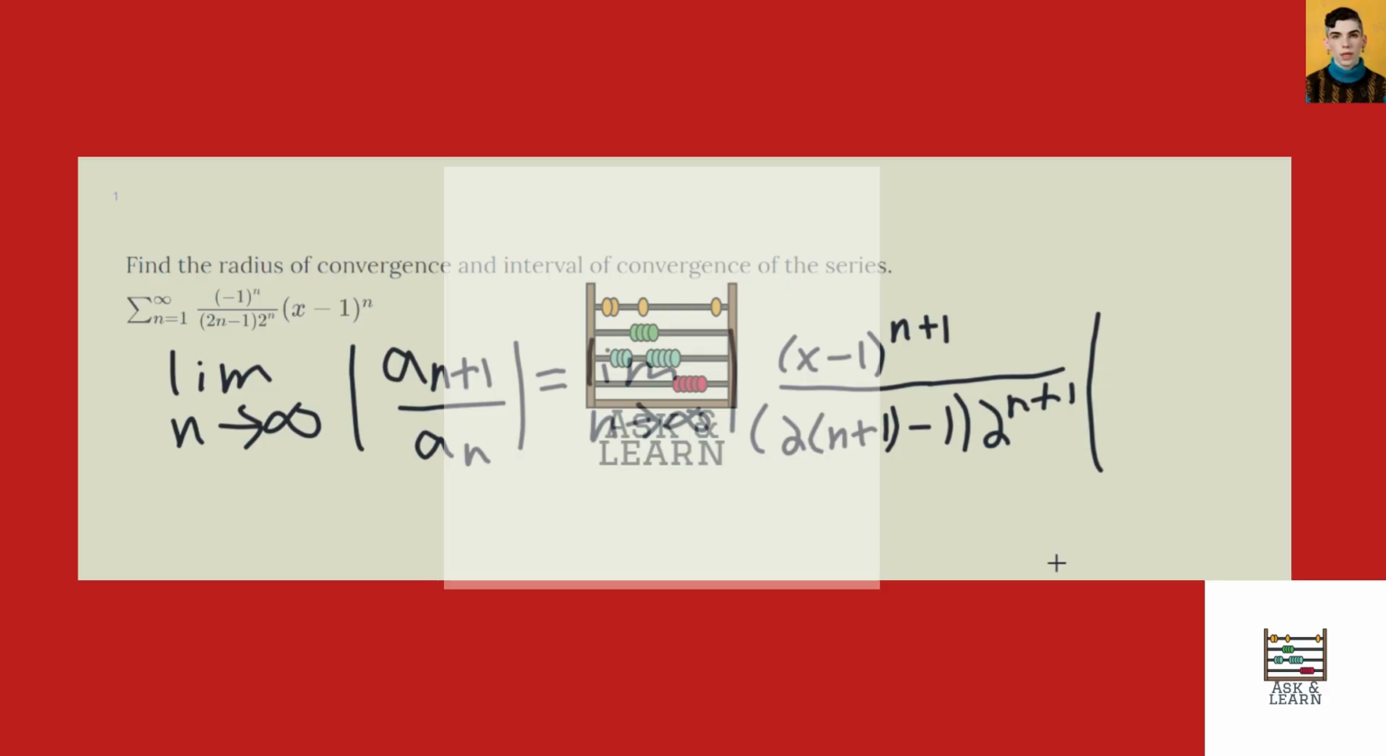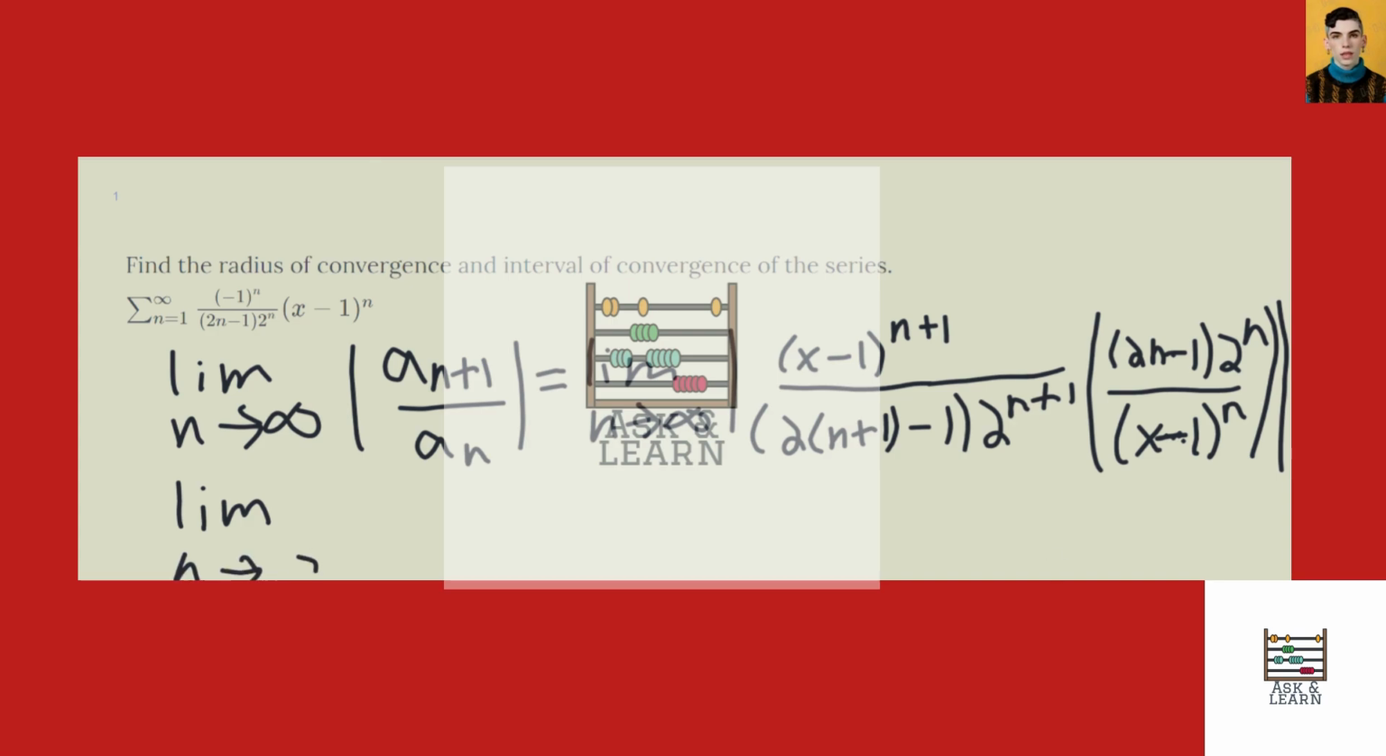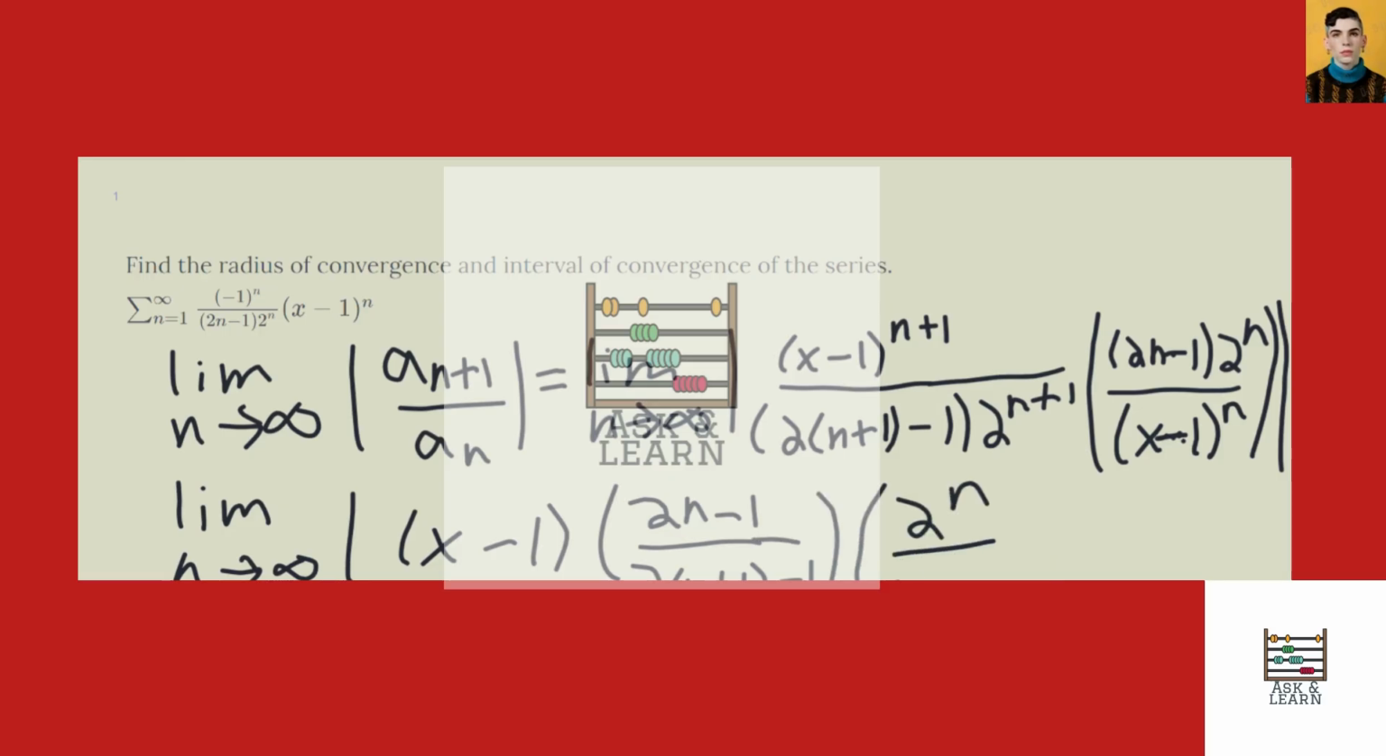And then we're dividing that by a_n, which is the same thing as multiplying by the reciprocal. So now we're multiplying by 2n minus 1 times 2 to the n, and we're dividing by (x minus 1) to the n. (x minus 1) to the n plus 1 divided by (x minus 1) to the n is just x minus 1. So this is the limit as n goes to infinity of the absolute value of x minus 1, and then we have 2n minus 1 over 2 times (n plus 1) minus 1 times 2 to the n over 2 to the n plus 1. So we just rearrange things a little bit.